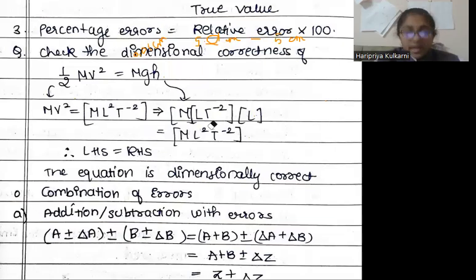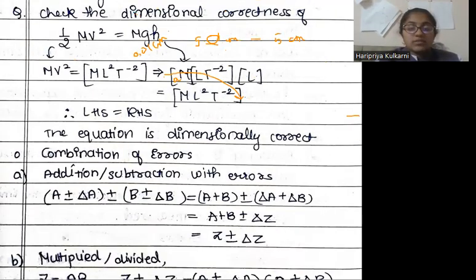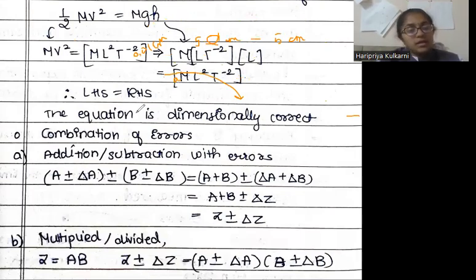So in mgh, what is g? g is a form of acceleration. We saw acceleration is l t to the power minus 2. Again, h, what is height? It is a measure of length, L. So again, we will get m l square t to the power minus 2. So LHS is equal to RHS. The equation is dimensionally correct, right?